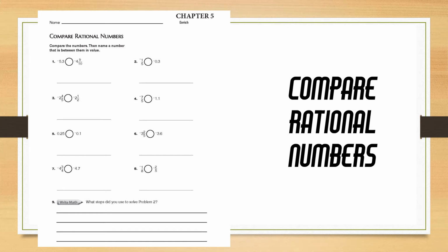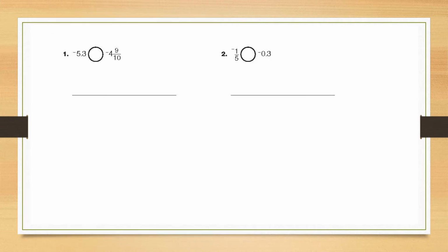Compare rational numbers. Compare the numbers, then name a number that is between them in value. Question number 1. -5 3/10 compares to -4 9/10. To make this an easier comparison, I am going to change -4 9/10 to a fraction.